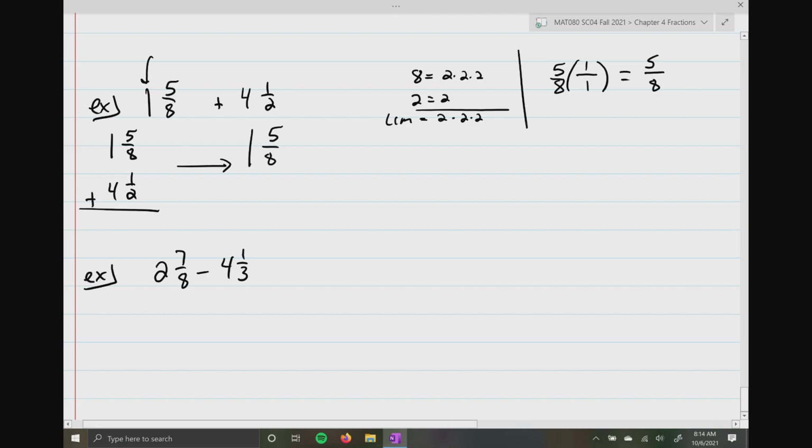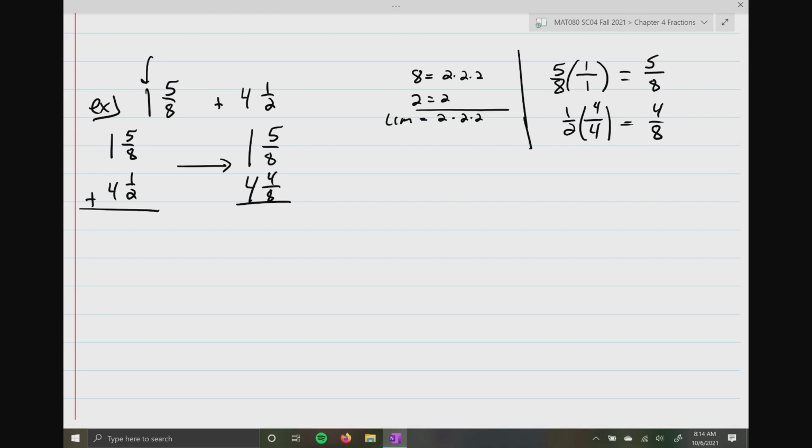Now, the other equivalent fraction. What do I have to multiply 1/2 by? 4. 4 over 4. Very good. So that's going to give me 4/8. So this is 4 and 4/8. Did everybody see how I did that? Yes or no?